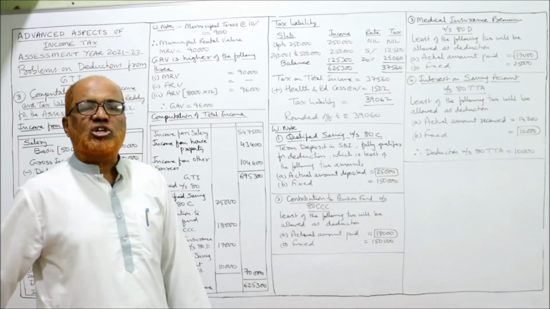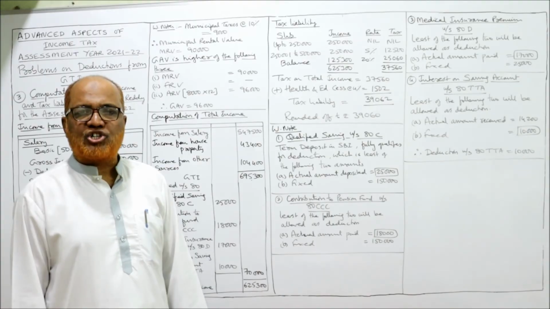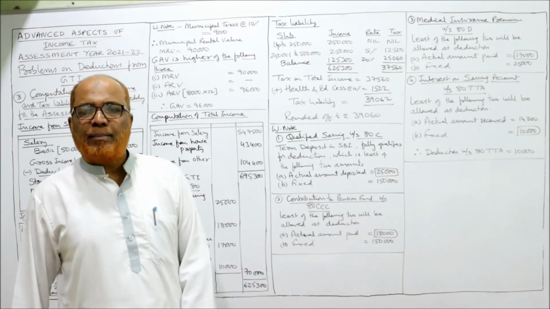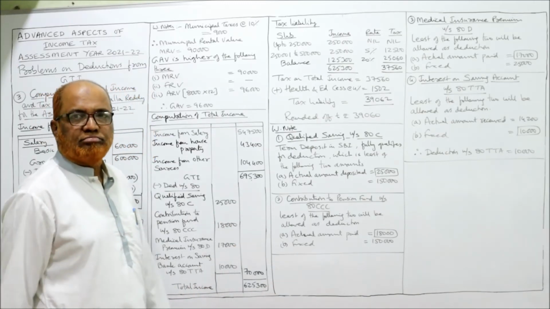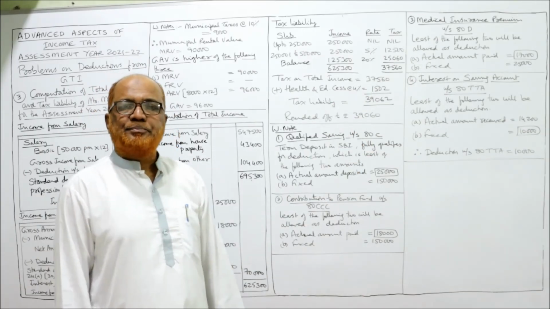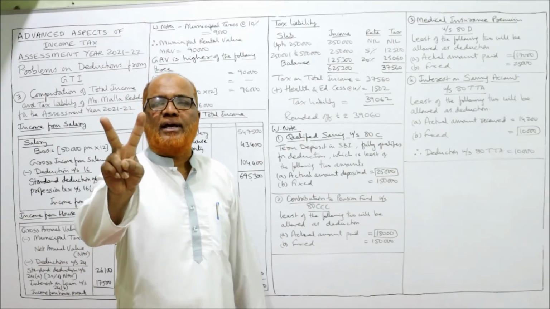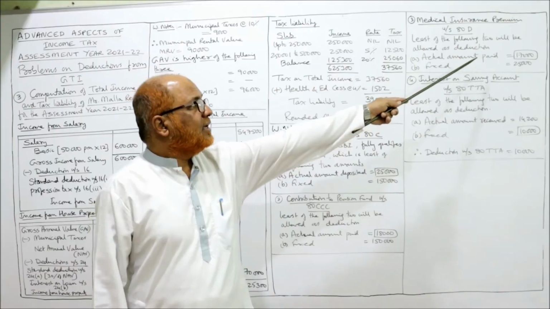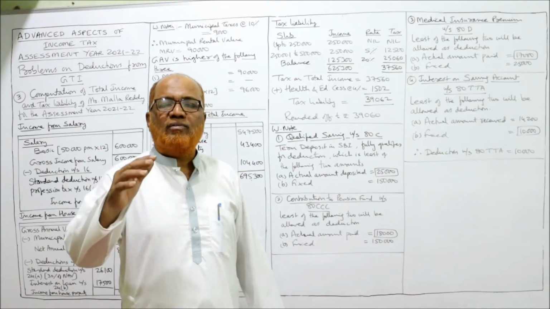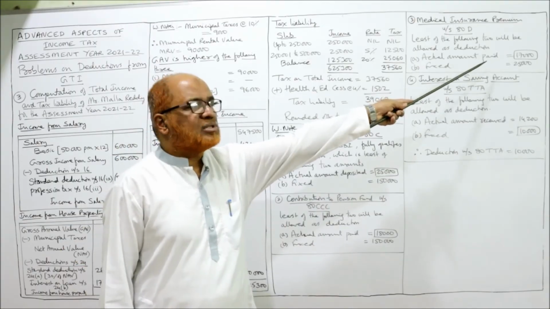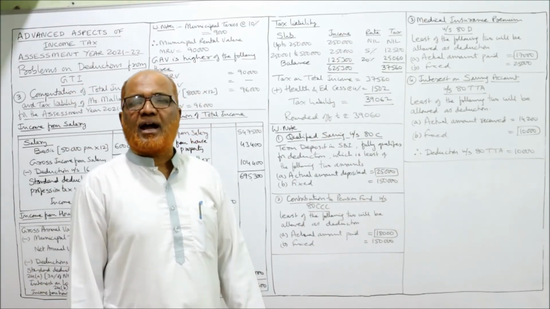Next, contribution to pension fund under section 80CCC. Least of the following two will be allowed as deduction. Actual amount paid is 18,000, but the maximum amount of 80CCC is 1,50,000. So 18,000 will be allowed as deduction. Next is medical insurance premium. Medical insurance premium paid will be allowed as deduction under section 80D to the least of the following two amounts. Actual premium paid is 17,000 or maximum fixed amount is 25,000. Deduction will not be given more than 25,000. So here 17,000 is the least. So 17,000 deducted.